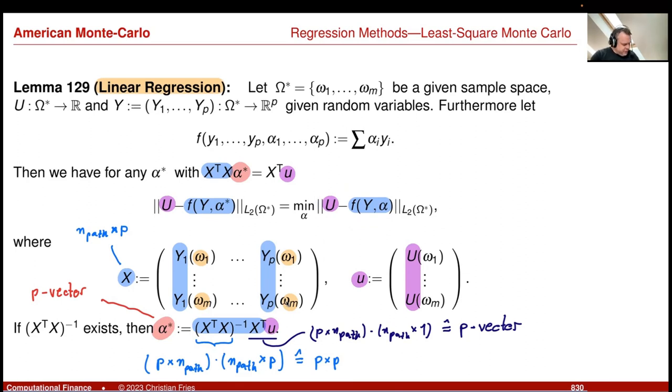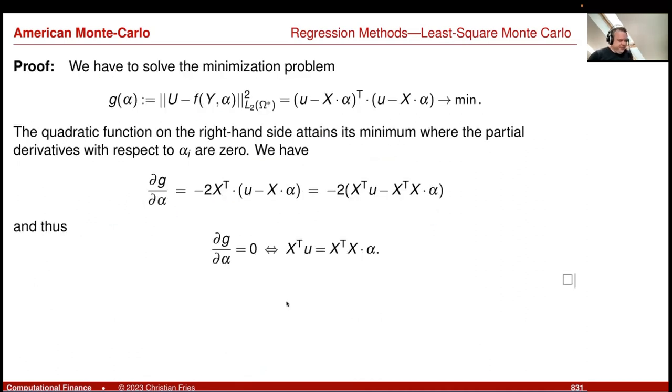So in case where we have that our F is given in this special form, so a linear combination of my basis functions, I would like to minimize the function G of alpha. G of alpha is my U minus F of alpha in the L2 norm. Yeah, minimizing the L2 norm, I could also just minimize G of alpha being the L2 norm squared. Then I can write this as the vector U. Yeah, so by the way, here is the L2 norm on omega star. Omega star is now my sample space, my Monte Carlo sample space. So the Monte Carlo sample paths I have in my Monte Carlo simulation. So this means I look at this minimization of these random variables only on my sample space.